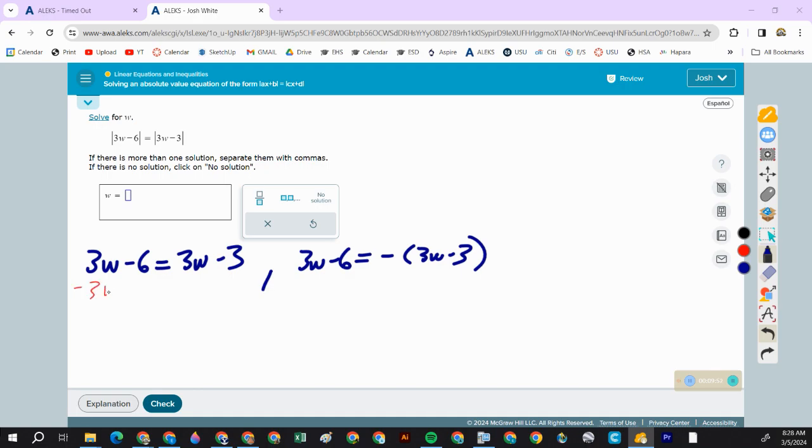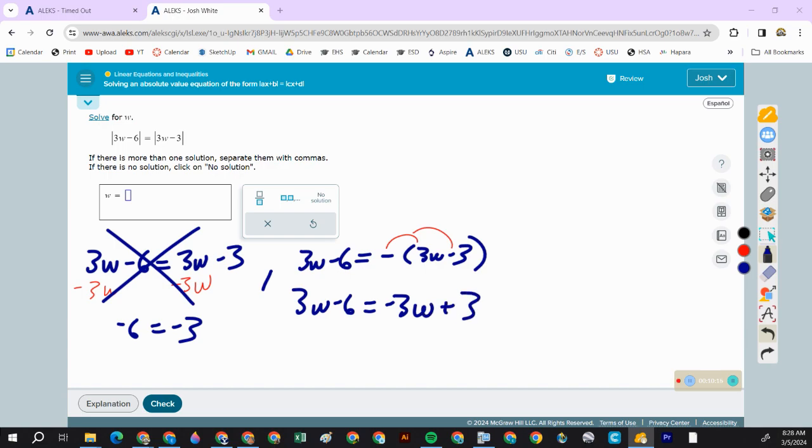So here I subtract 3w, and I get negative 6 equals negative 3. When does negative 6 equal negative 3? Never. So this one breaks. That has no solution. But on the other side, if I distribute the negative, we have 3w minus 6 equals negative 3w plus 3. So we add 3w, 6w, add the 6 to the other side, equals 9. Divide by 6, and I get w equals 9 over 6, which is 3 over 2.